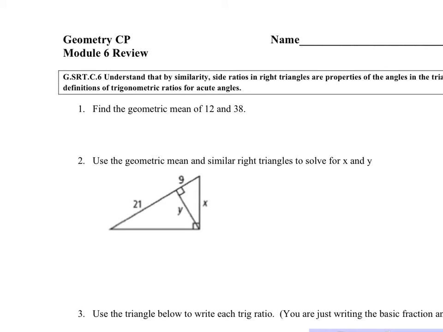Module 6 review. In number 1, we need to find the geometric mean. Remember, to do the geometric mean, you set up a proportion using x on opposite sides in each fraction. Then we cross multiply, getting us x squared is equal to 456. To end the problem, so that I can get x by itself, I'm going to square root, and when I do, I'm going to find out that my x is equal to 21.4.